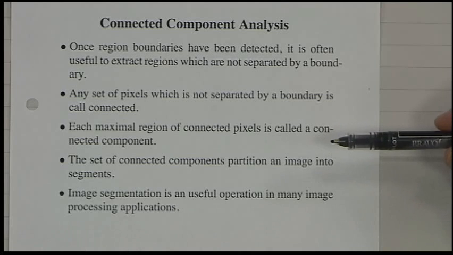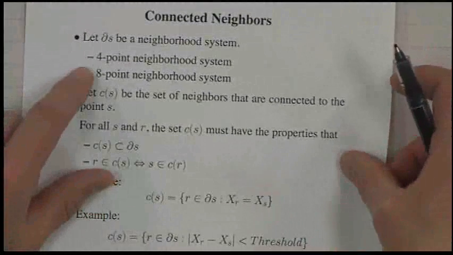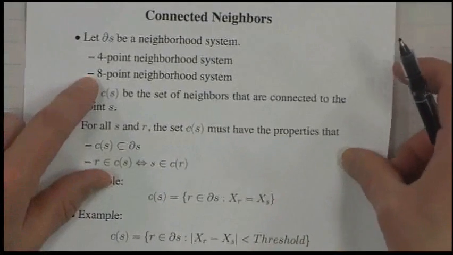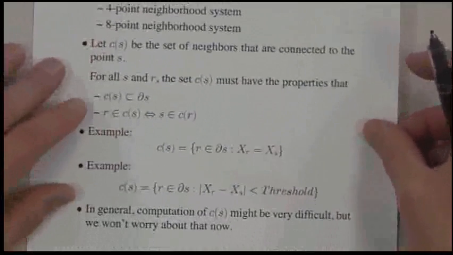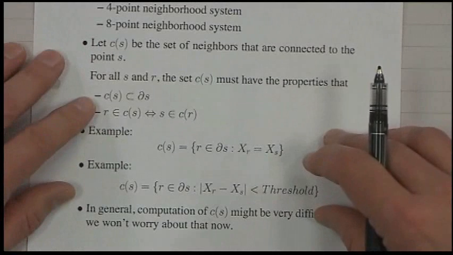So connected components is a great way of illustrating that. The idea in connected components is that you want to segment an image into different regions using, say, a 4-point or an 8-point neighborhood, or any neighborhood you want. And the idea is that you first define some criteria.